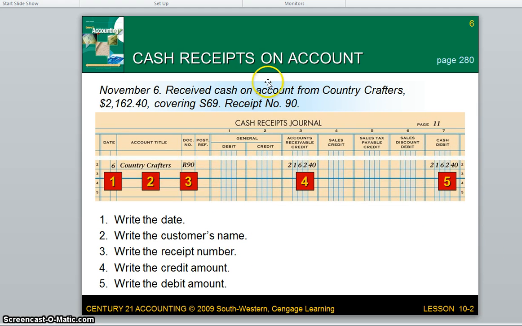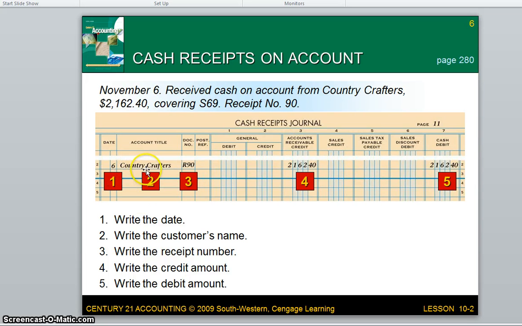Our second type of transaction is cash receipts on account. So November 6th we received cash on account from Country Crafters, $21.62.40, covering that sales number 69. This time it's receipt number 90. So somebody called Country Crafters, bought something from us on a buy now pay later type of thing, bought on account, and now they're going to pay us that debt.